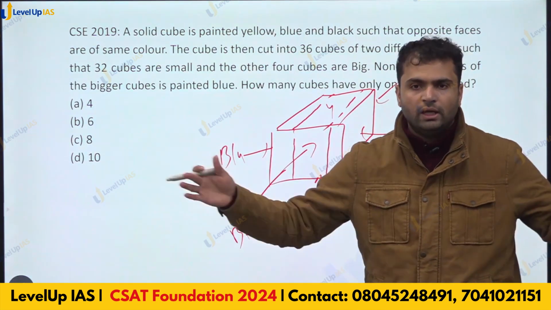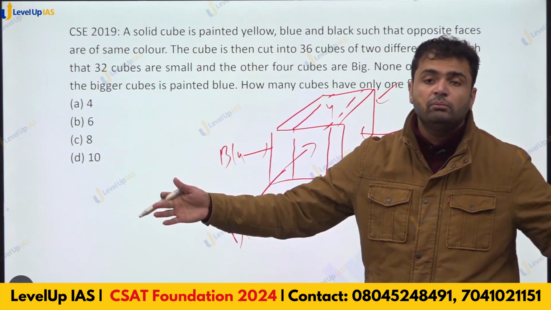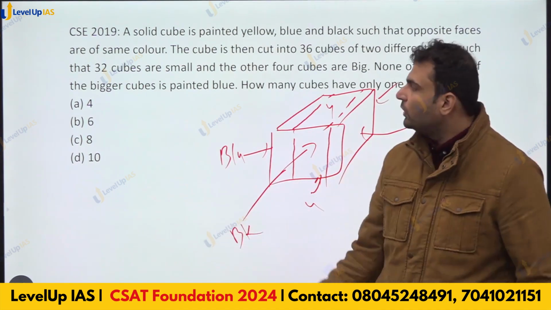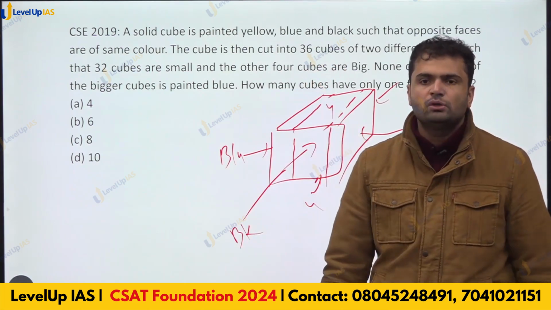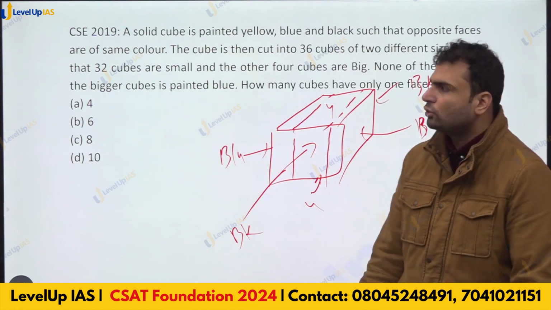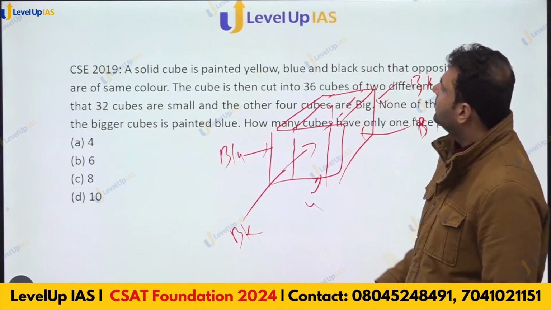The only thing we know is that bigger cubes cannot be on the blue surface. So they have to be inside, in the middle. And because the total is 36 cubes, I have taken not 6 by 6 by 6, but I think 4 was a better choice. And that's how, with a little bit of trial and error, we come to the conclusion.